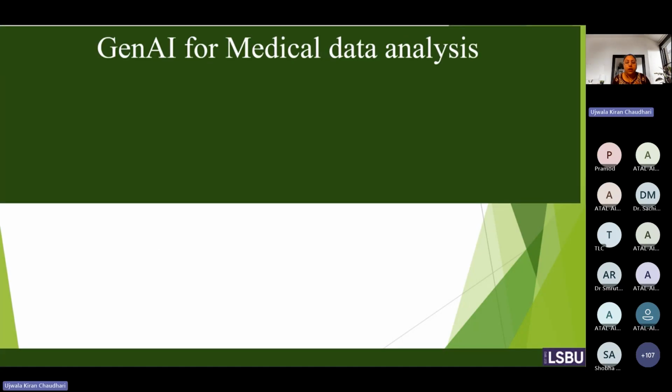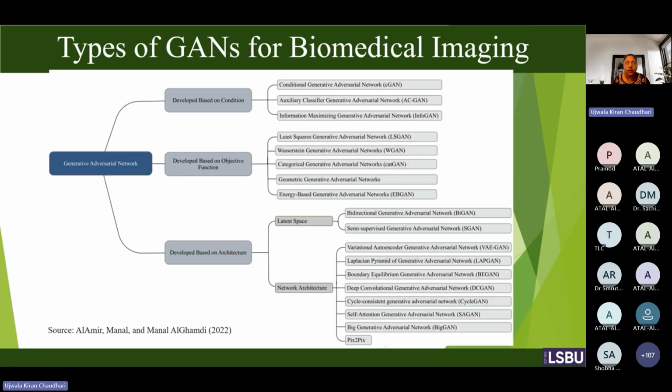Okay. So the trending AI advances, the generative AI, or here I would be covering the generative adversarial networks, because those are used widely in the medical data analysis. There are different kinds of adversarial networks, like GANs, generative adversarial networks. Again, typically we classify them depending on what principle was used to design that particular GAN model.